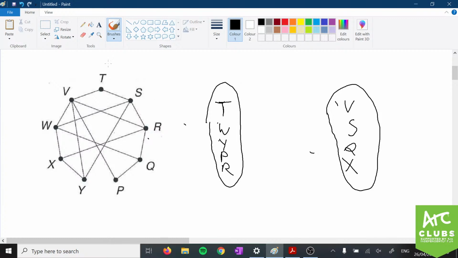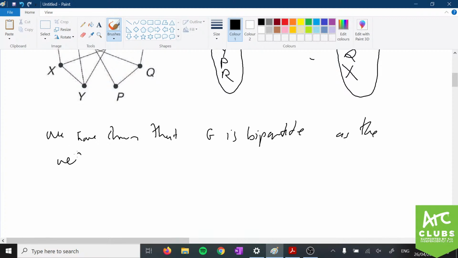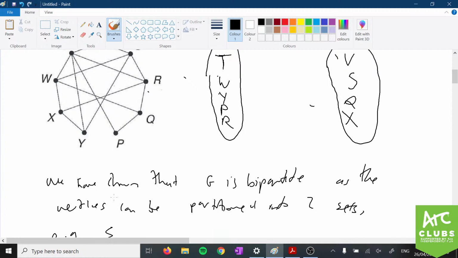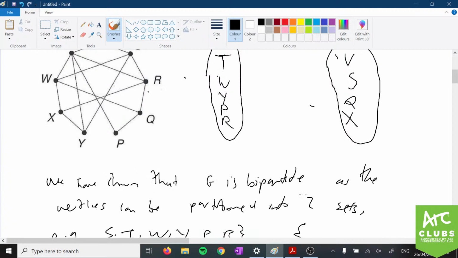And yeah, so we have shown that G is bipartite as the vertices can be partitioned into 2 sets. For example, what do we have? T, W, Y, P, R. And the other was V, S, Q, X.